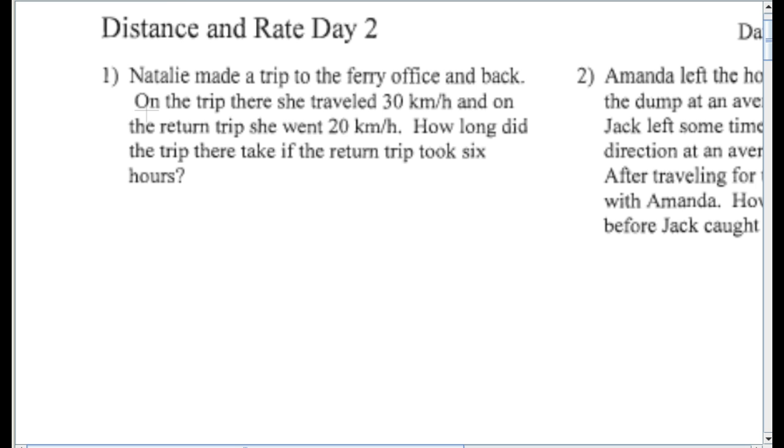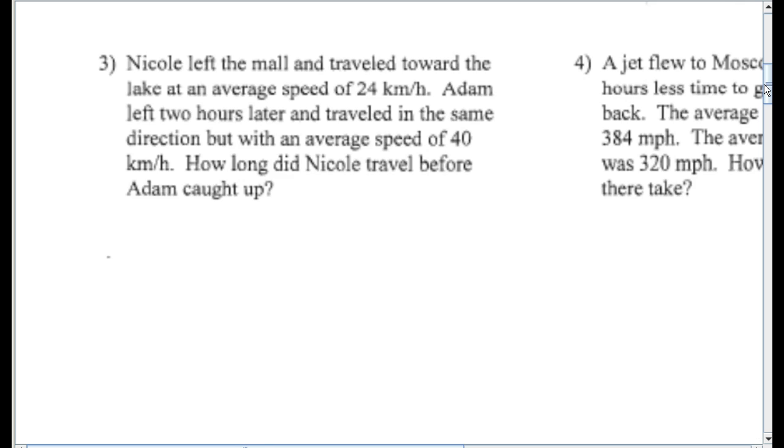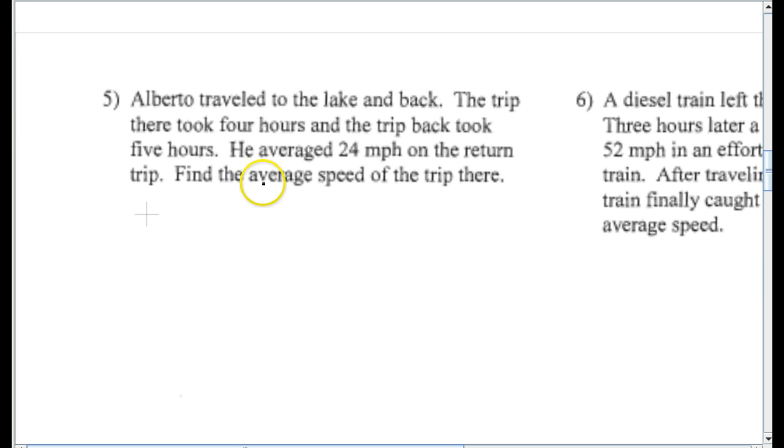If you take a quick survey of everything, like on the front, this one's asking how long did it take in hours? So we know our variable we're trying to find is time. But if you flip over to the back side, starting on number 5, it starts asking find the average speed. So when we did the mixture problems, we're trying to find R, the rate.